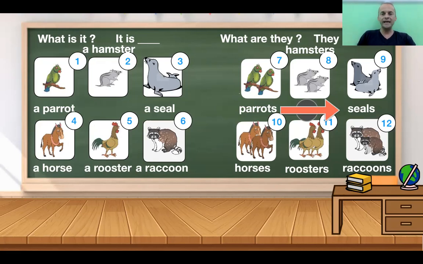And then you model it again just to make sure. Boys and girls, what are they? Sorry, my bad. You model it one more time. Boys and girls, what are they? Spin the spinner. And the students hopefully say they are parrots, not it is a parrot. They are parrots, says all the students. Good job, everybody. One more time. What are they? They are roosters.